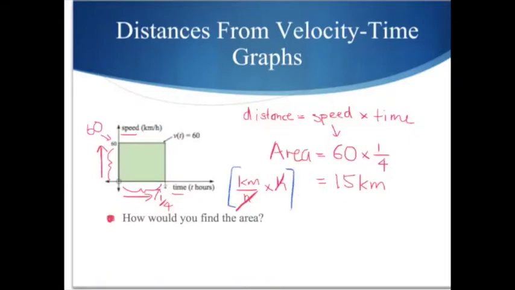Yep, and that's fine because you're using your units. So you've got speed units, which are km over h, multiplied by your time units, which is hours, because t is in hours. Obviously your h's will cancel out, so you'll be left with 15 kilometres. Alright?